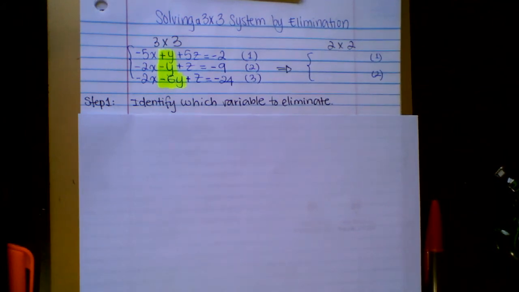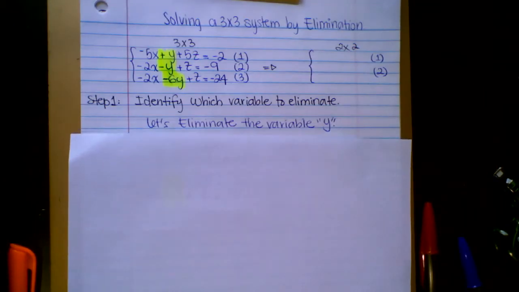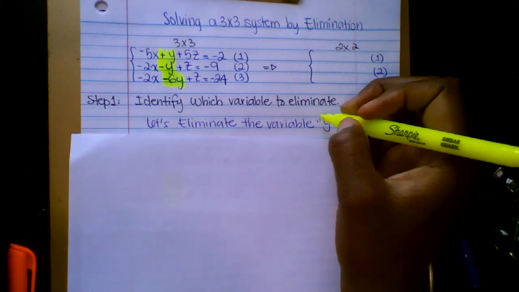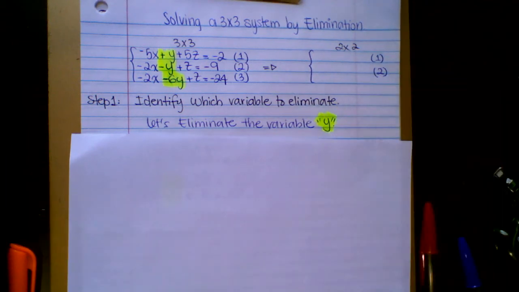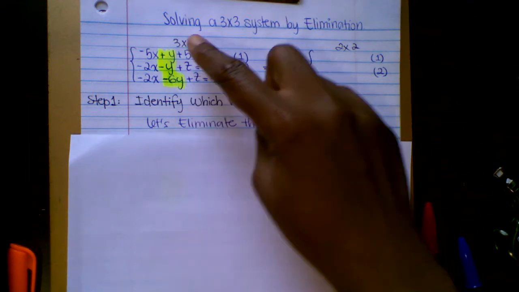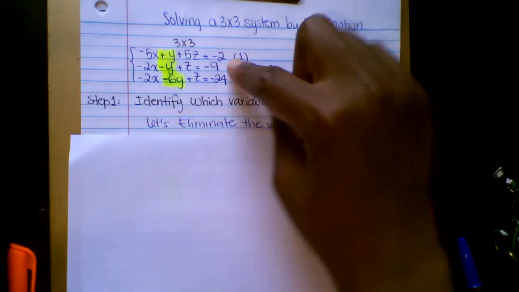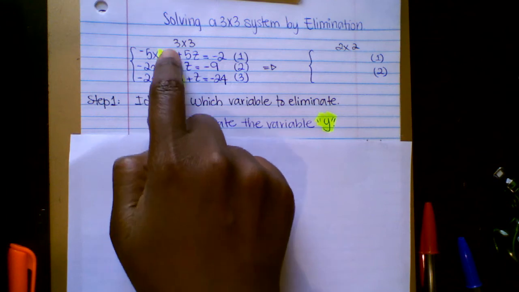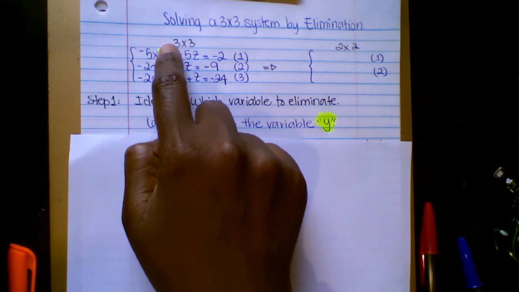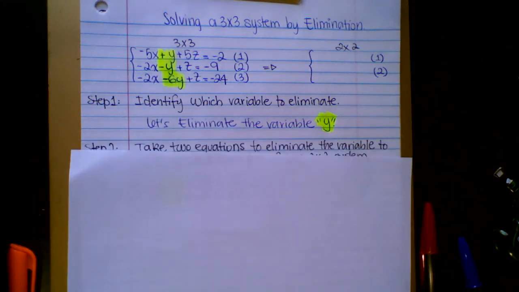So we chose to eliminate the variable y. Let me highlight that. The reason why we eliminate the variable y is because if we look at equations 1 and 2, the variable y terms are already opposite of each other.